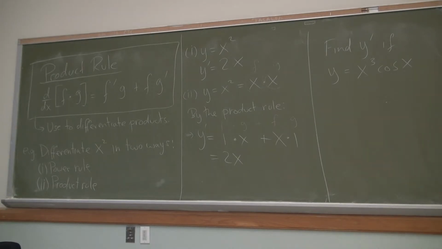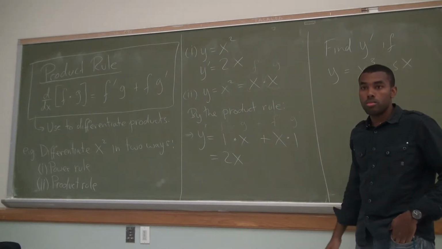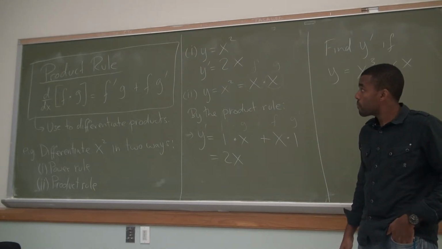How do you differentiate this function? It's negative 3x squared sin x. We use the power rule first, right? Wait, sorry, for the last one, I'm confused. What is f, what is g? F is one of the functions, g is the other one. So it doesn't matter, you take the derivative of x times the derivative of x?